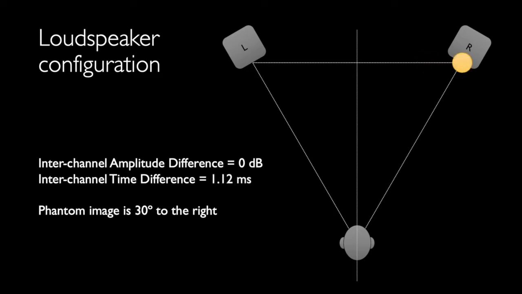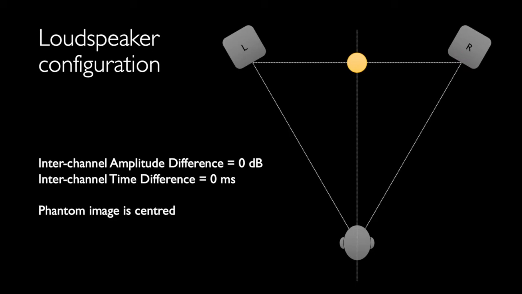Now I've increased the interchannel time difference by delaying the left channel by 1.12 milliseconds, or 1.12 thousandths of a second. This is the same as moving the left loudspeaker about 38 centimeters further away than the right loudspeaker. So at the moment, I'd guess that you can hear my voice coming from the right loudspeaker. So when the two audio channels have exactly the same level, a time difference of about 1 millisecond is enough to move a source from the center to one of the loudspeakers.